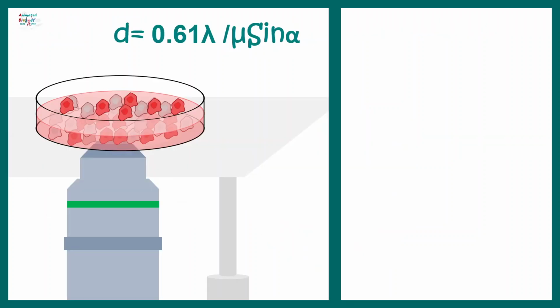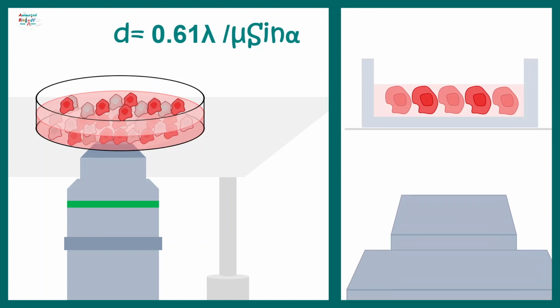Okay, let's talk about the resolution part. So the resolution is defined by this equation, d equal to 0.61 lambda by NA, numerical aperture of the objective, or mu sine alpha. So here, what does alpha mean? So this is the illumination light or the excitation light. Here alpha is the half angle with the optical axis, and lambda is the wavelength, and mu is the refractive index of the immersion media.